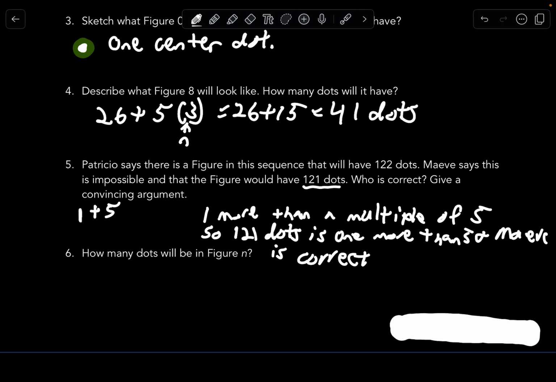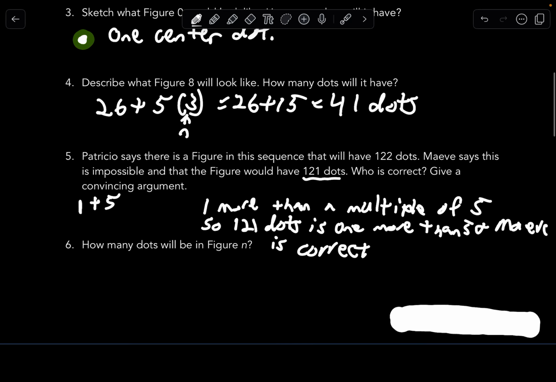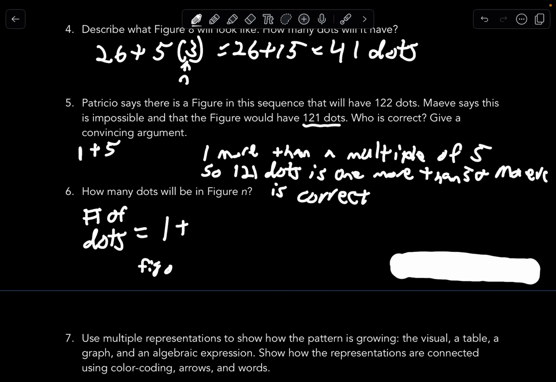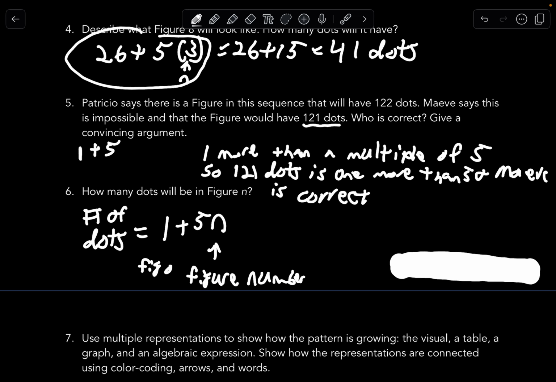How many dots will be in figure n? This is when you have to think about trying to write it in a more generalized form. So it would be number of dots equals the one from figure 0 plus 5 times n, where n is the figure number. It's basically this right here, only we started with the first term, and then it's going to be n, right? This is the first term, for us, and then this would just be n.